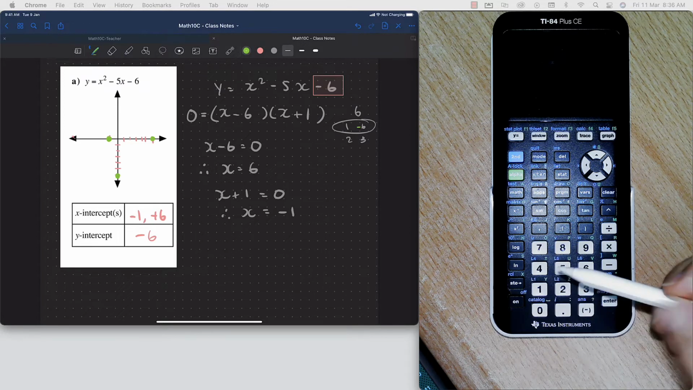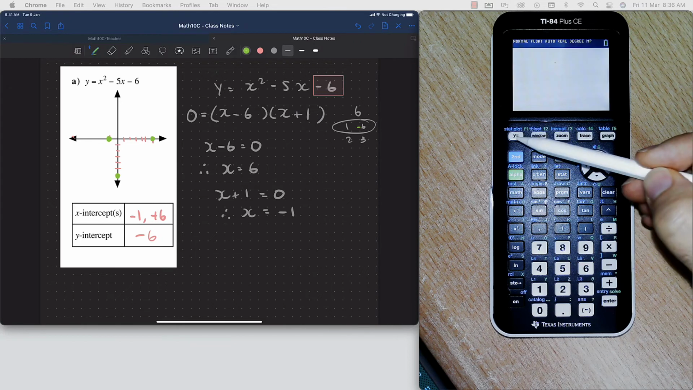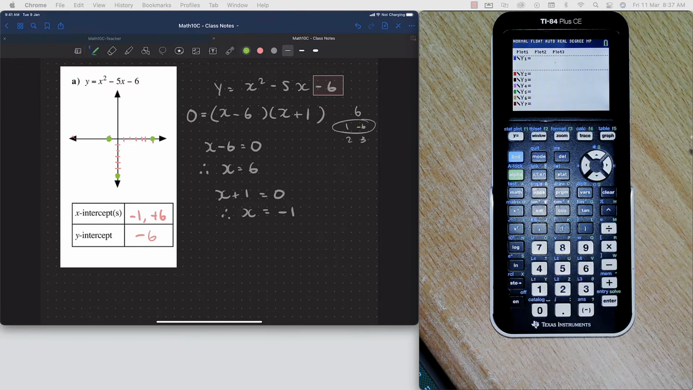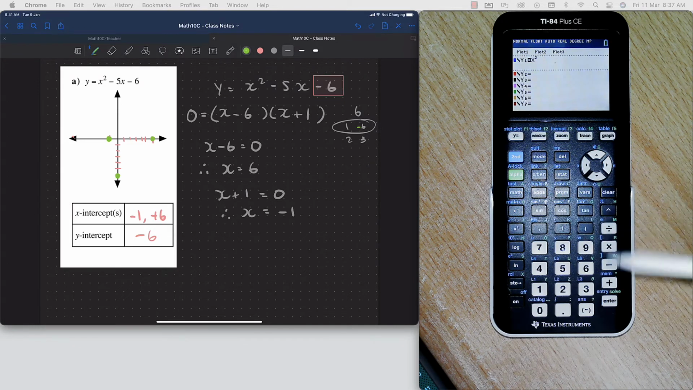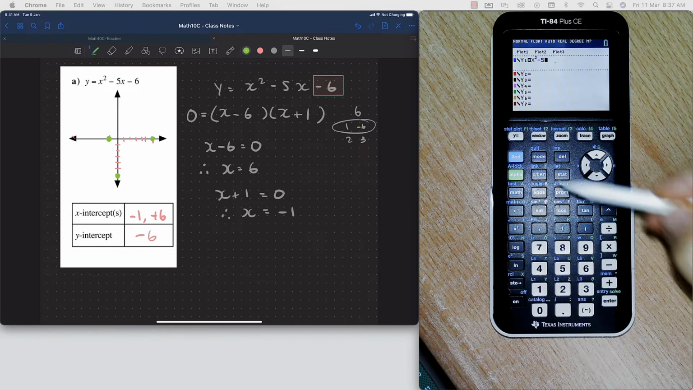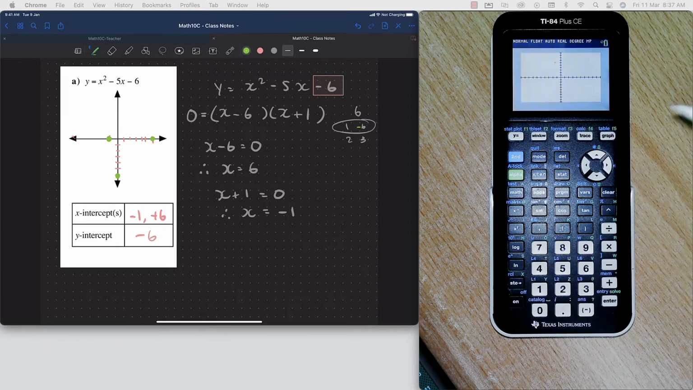Okay, now let's just head over to our calculator and check this out. So I'll delete that. I'm going to put in the original equation, which is x squared minus 5x and minus 6. Graph it, and you can see it comes down and back up. So it looks exactly like what I've got started on the graph right there.